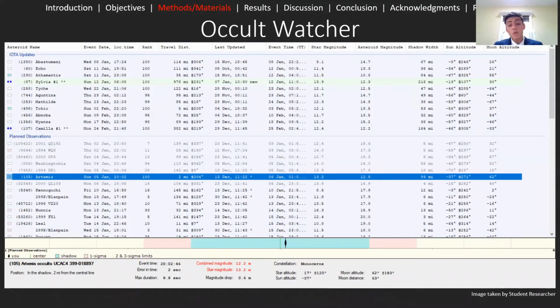Going back to the key programs provided by the IOTA, here is Occult Watcher. Occult Watcher tells me two main points of information: when the asteroidal occultation will occur, highlighted there in blue, and where the observatory is in the shadow path of that asteroid, depicted by the black line in the blue shaded region there. Now, the closer the black line is to the center of that blue shaded region, the more likely an occultation is to be a positive event. But it is sometimes favorable to be in the outer red regions because if an asteroid has abnormalities or has a moon orbiting around it, it is much easier to see such characteristics from those regions.